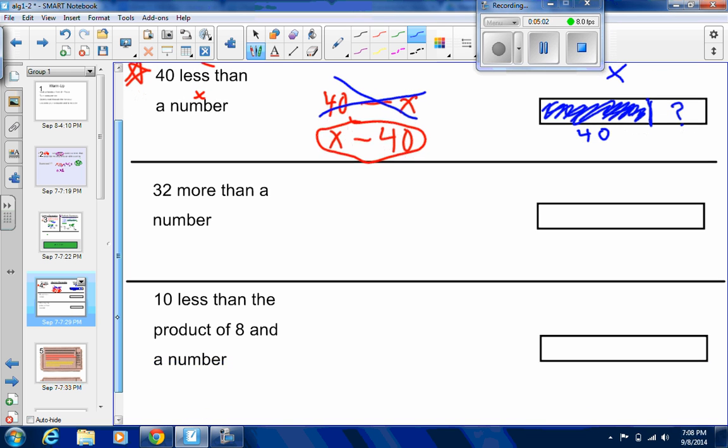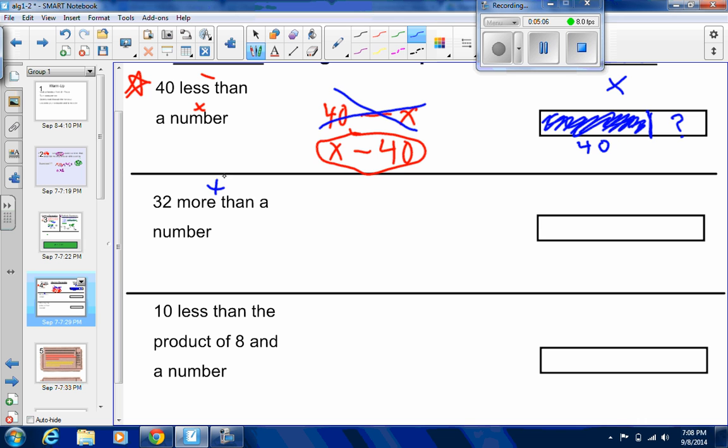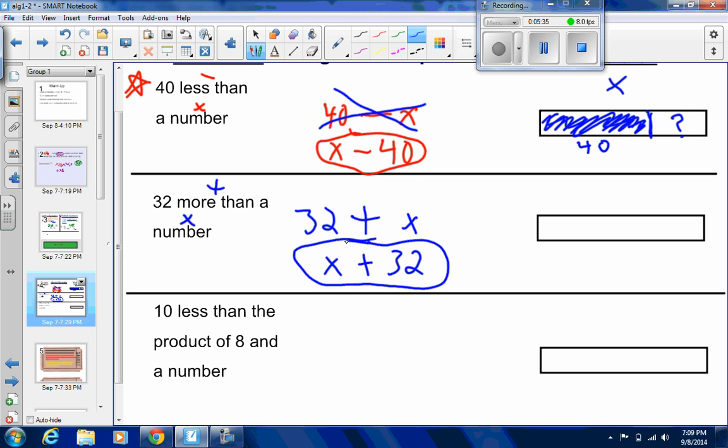Similar story with addition. 32 more than a number, that's going to be addition, and for the number we'll use x again. We can either do 32 plus x or x plus 32. In this instance, it wouldn't really matter because if you plug in anything for x, you'll get the same answer either way. But it really should be x plus 32 because you're saying 32 more than a number. You already have that number. You don't know what it is, but you already have that x and you're adding 32 to it to get this grand total of, not sure yet. We don't know what that number is, but the phrase is x plus 32.